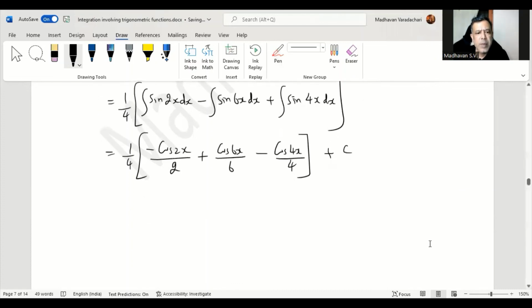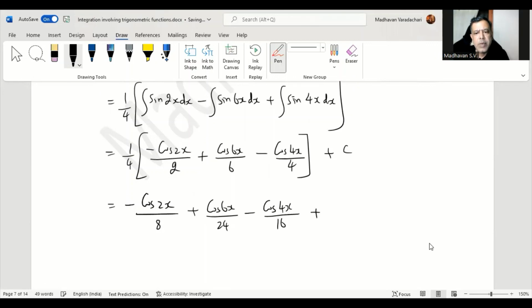Now let us multiply this 1 by 4 inside. It will become minus cos 2x by 8 plus cos 6x by 24 minus cos 4x by 16 plus a constant c. That is the solution for this particular problem.